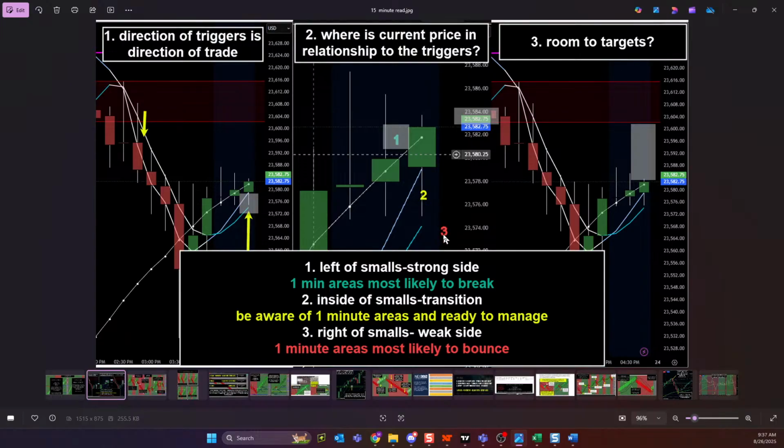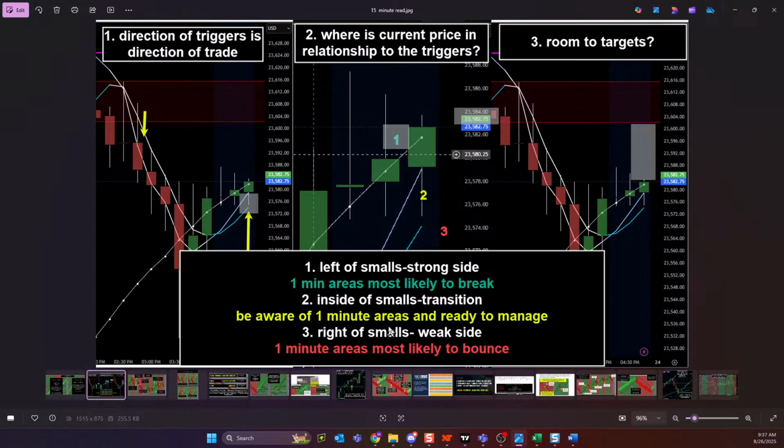And then there's what we call the weak side. If you are on the right side of the triggers, not the left. The weak side of the triggers, I'm still looking for long trades, but I'm going to manage more assertively. 1-minute areas are more likely to hold. Weak side of the triggers is where you are right before the reversal, guys. So understanding where you are in relationship to those triggers, where the most current price is trading, gives you the heads up on how you may need to manage that trade.